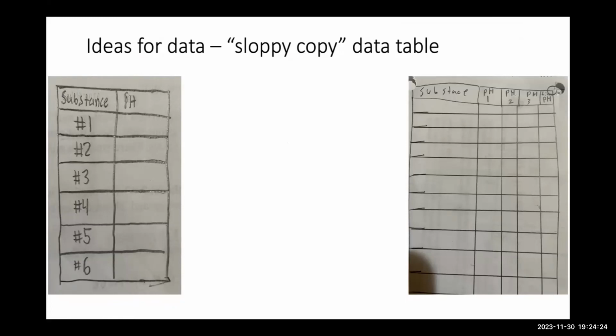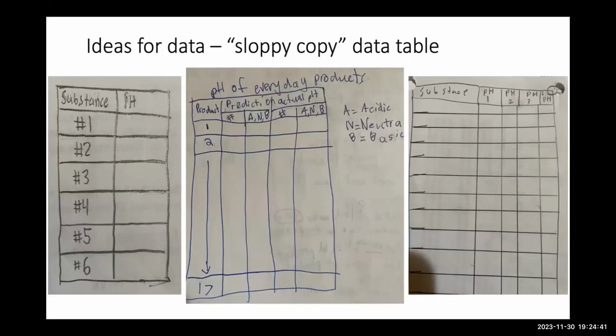So I have groups make a sloppy copy data table. I have one person from each group come up to the board and draw it. And then it sparks another new conversation about what we want in the data table. What's going to be useful? And then I use their ideas, and I want them to predict.